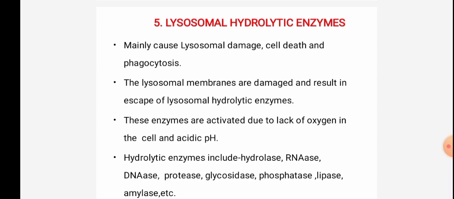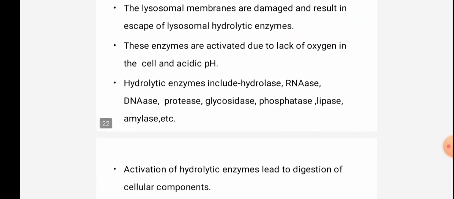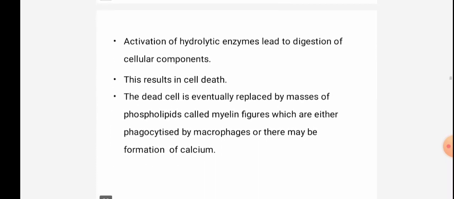These enzymes are activated due to the lack of oxygen in the cell and acidic pH. The lack of ATP leads to activation of enzymes. Hydrolytic enzymes include hydrolase, RNase, DNase, protease, glycosidase, phosphatase, lipase, amylase, etc. These enzymes are activated, which leads to digestion of cellular components. This results in cell death.